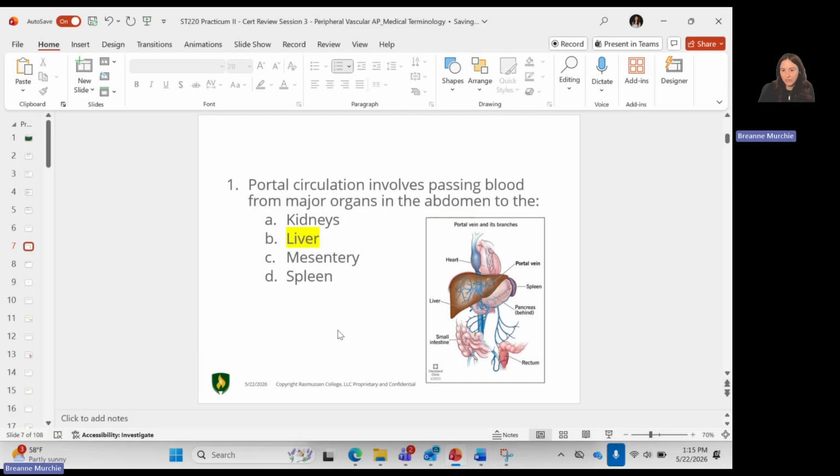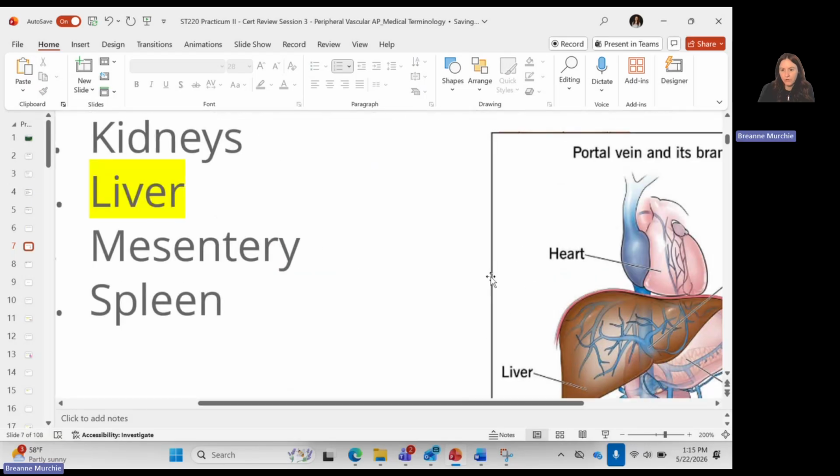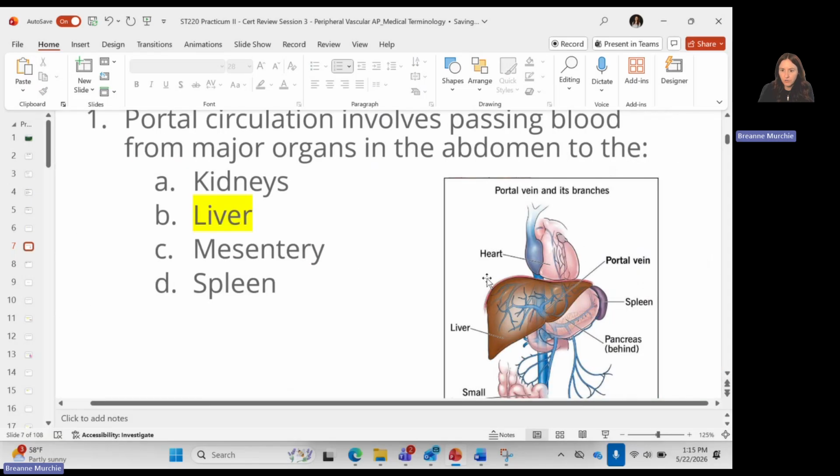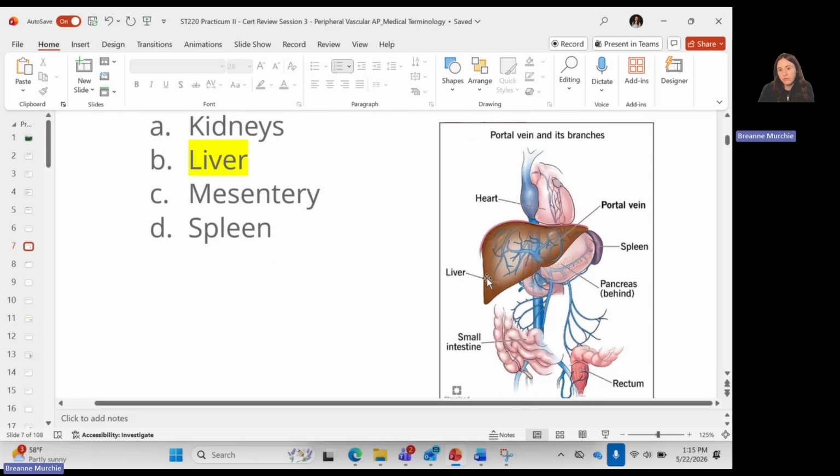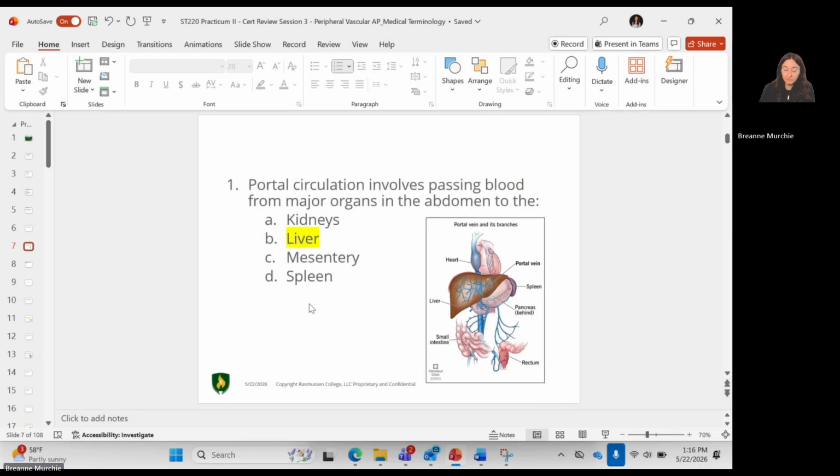And I am right. So, if you can see here, oh goodness, I've gone too far. You can see here, this is the portal circulation, the portal vein, and all of its branches. All of the blood is going to go through the hepatic portal vein to get filtered to metabolize toxins in the blood, specifically metabolize drugs. So that is our answer, liver.